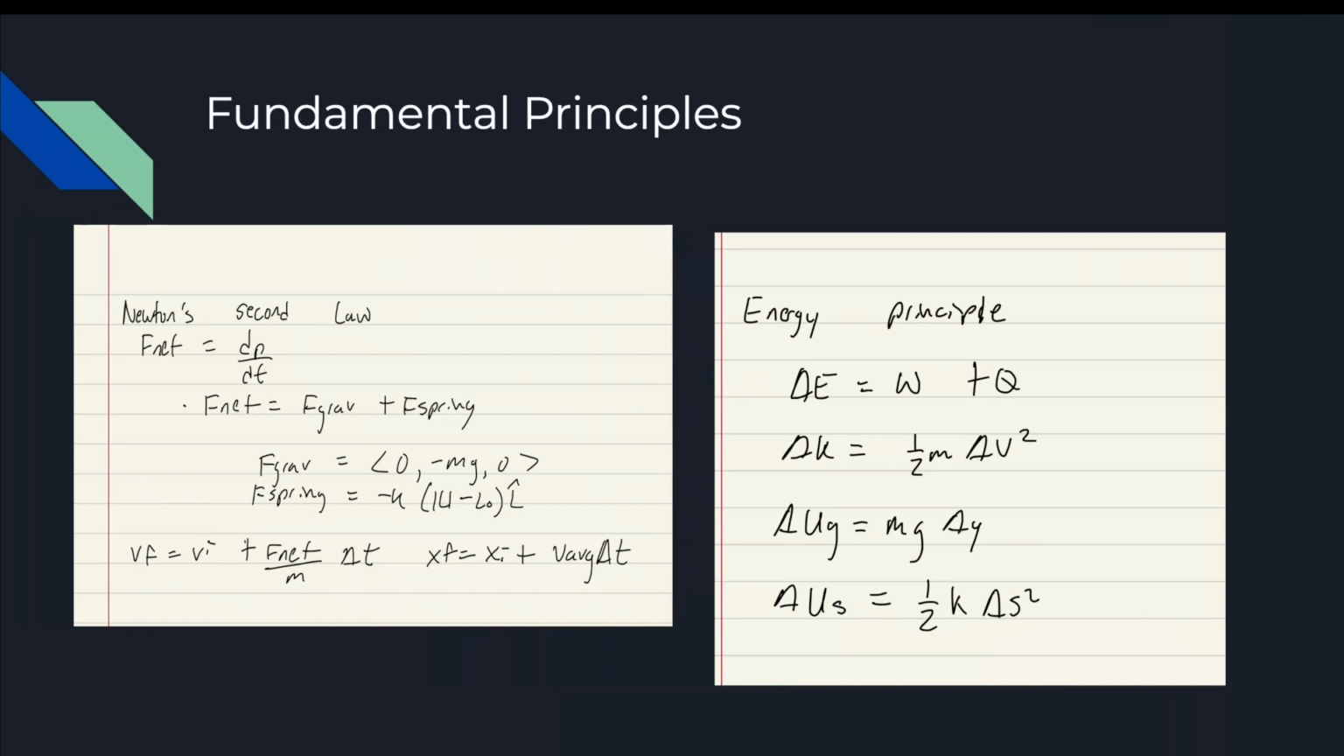These are the fundamental principles that will be used in this lab. Newton's second law describes the relationship between the force acting on the object and the resulting motion of the object. The second law is used to find the sum of all forces in the system, and in this case, it'd be the spring force and the gravitational force. Also, Newton's second law can be used to derive the velocity update formula and the position update formula, which will be used in the computation.